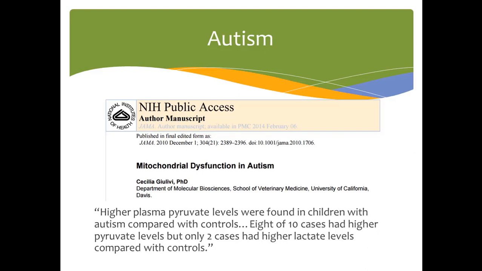So mitochondrial dysfunction in autism, also well supported by research. And so what these researchers found here is higher plasma pyruvate levels. Again, you know that now that pyruvate levels, when they're elevated, it's because that pyruvate dehydrogenase complex is not working. And so they found higher pyruvate levels in children with autism compared with controls. 8 of 10 cases had higher pyruvate levels, but only 2 cases had higher lactate levels compared with controls. The pyruvate levels alone, that's enough. So if you look at these together, almost all of their cases then had a need for thiamine.